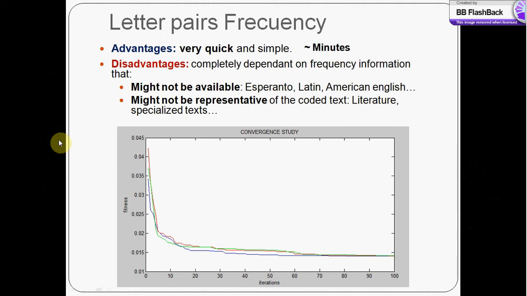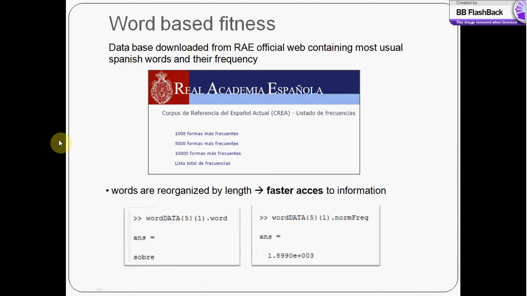Okay, below I have represented a convergence study. I have represented the fitness function as a function of the number of iterations for 3 different attempts of decoding the same text. And I have found that as the iterations increase, the speed of convergence decreases a lot.